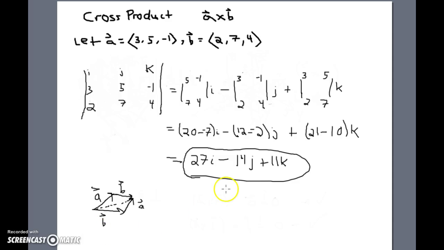So here's the nice thing. If we wanted to find the area of a parallelogram, this is how you do it. You take the magnitude of the cross product between A and B. So let's say this was a parallelogram with vector A being 3, 5, -1 and vector B being 2, 7, 4. So all we have to do is find the magnitude of this vector, and that gives us the area of the parallelogram formed by vectors A and B. So let's quickly find that.